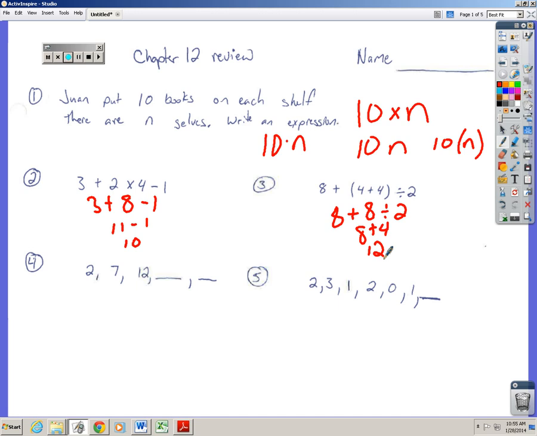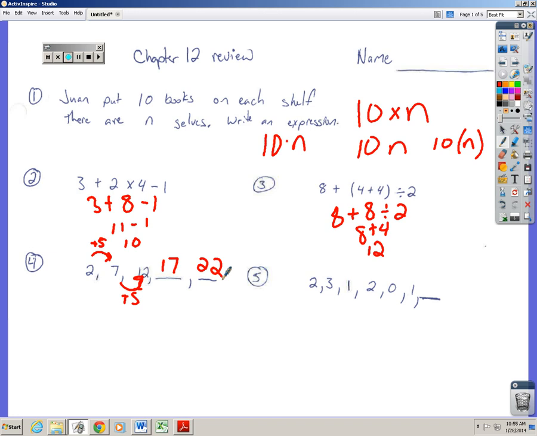Continuing on to number 4, following the pattern. Going from 2 to 7 is plus 5. Going from 7 to 12 is plus 5. So I will just continue adding 5, which would be 17, and then 22.